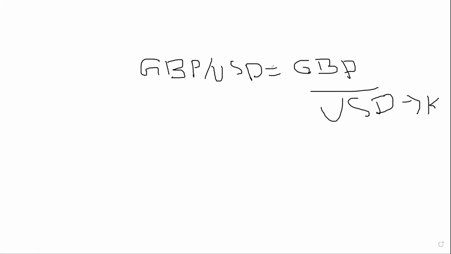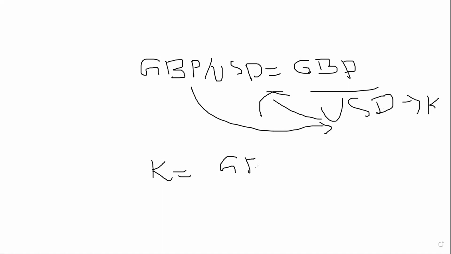Constant. So what will happen? Now, if this is constant, what can we do? We can move this one here and this over here, right? Cross multiply. So K would come here and GBP would remain as a numerator and this would come down. GBP US dollar. Got it?